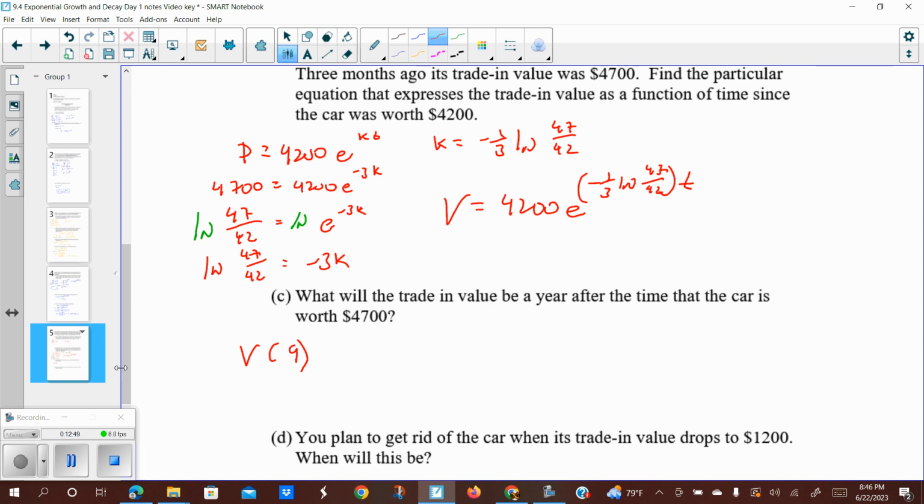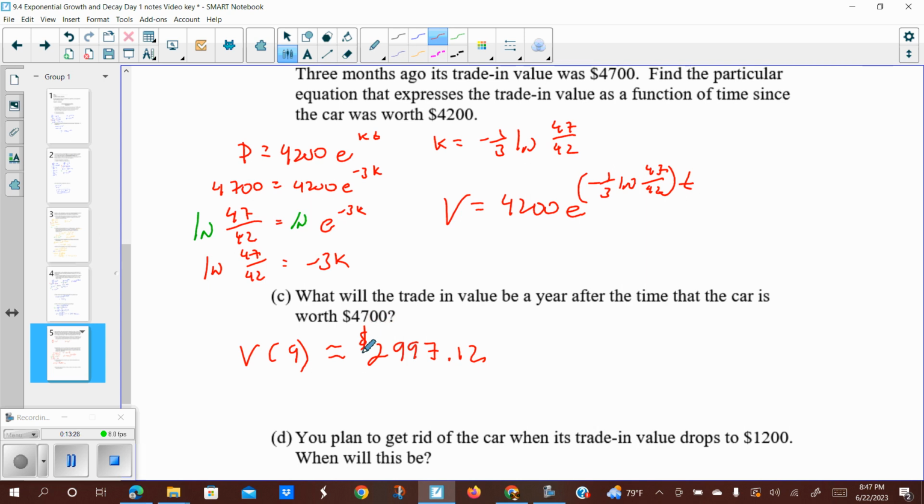So if we plug in 9, I'm not going to write the whole thing out. No point. Just plug in the 9 for t, and you should end up with 2997.12. And this is one of the few times I will not go past 3 decimals, because we are talking about money and we're not actually going to break this thing down into sub-cents. So $2,997.12, 1 year after the 4,700 time, or 9 months after our initial time.